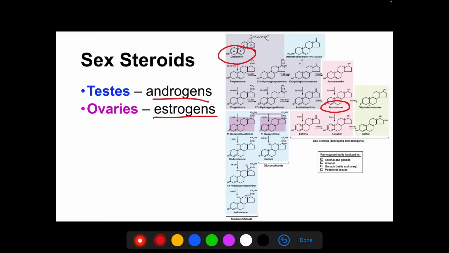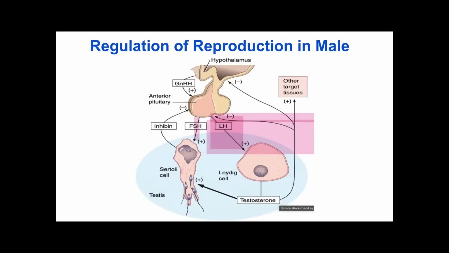How about for the estrogens? It's the ovary that will convert this testosterone into estradiol and this androstenedione to estrone. So again, the ovary will convert this testosterone to estradiol and this androstenedione to estrone. That's just one of the many functions of the ovaries and the testes. And remember, we need the androgens before we can have this estrogen.